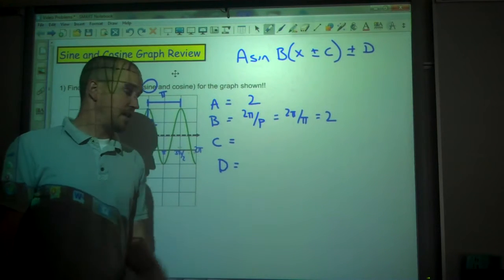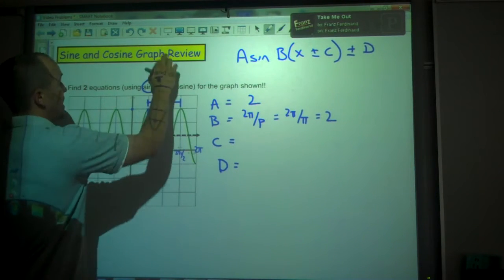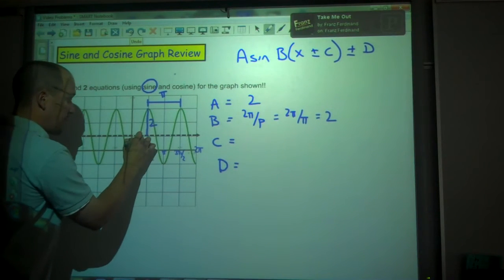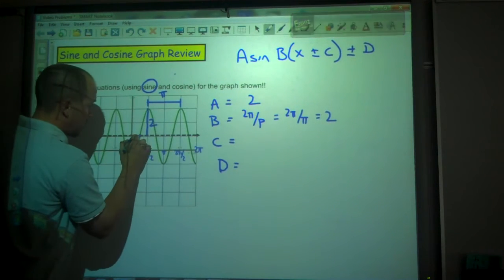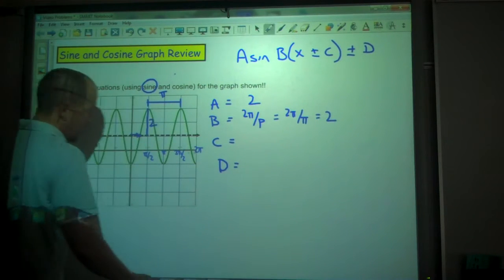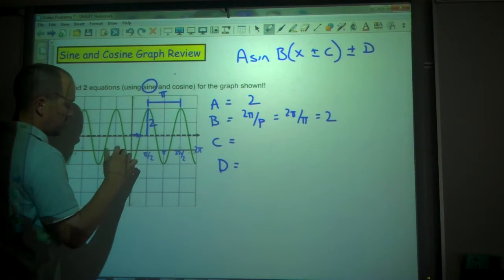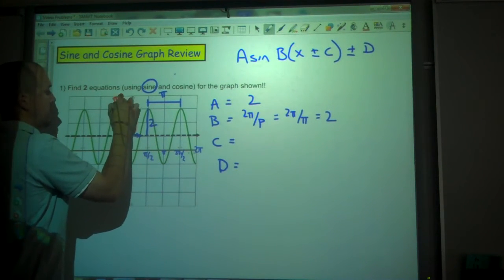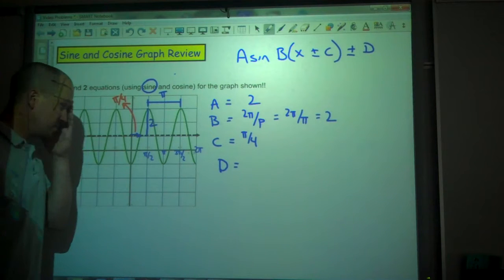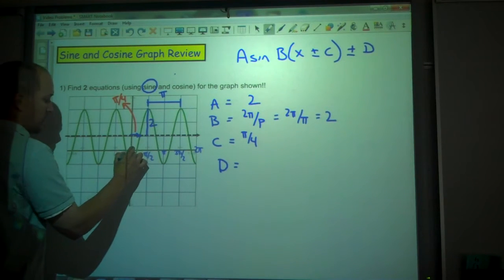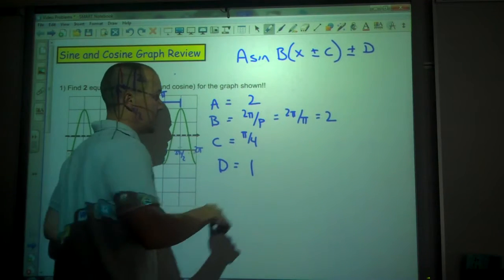C is going to be how far it's shifted left and right. This one is, alright, so I'm using sine. Sine starts at the middle of the graph. Sine starts at its middle. So it's shifted to the right that amount. Okay, I actually know that amount. It's right in between 0 and pi over 2. So that amount is just pi over 4. And then D is how much is shifted up. Well, it's shifted up 1.